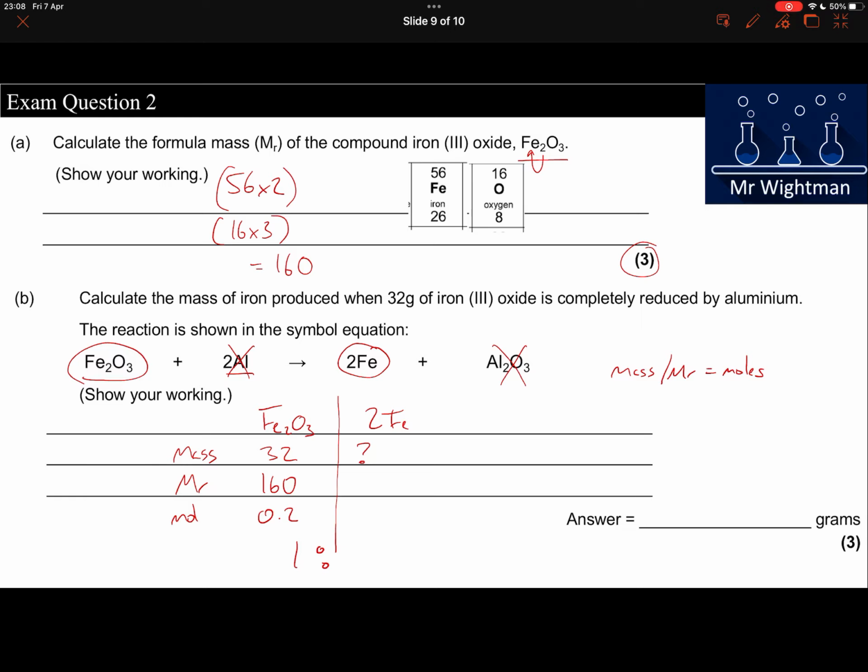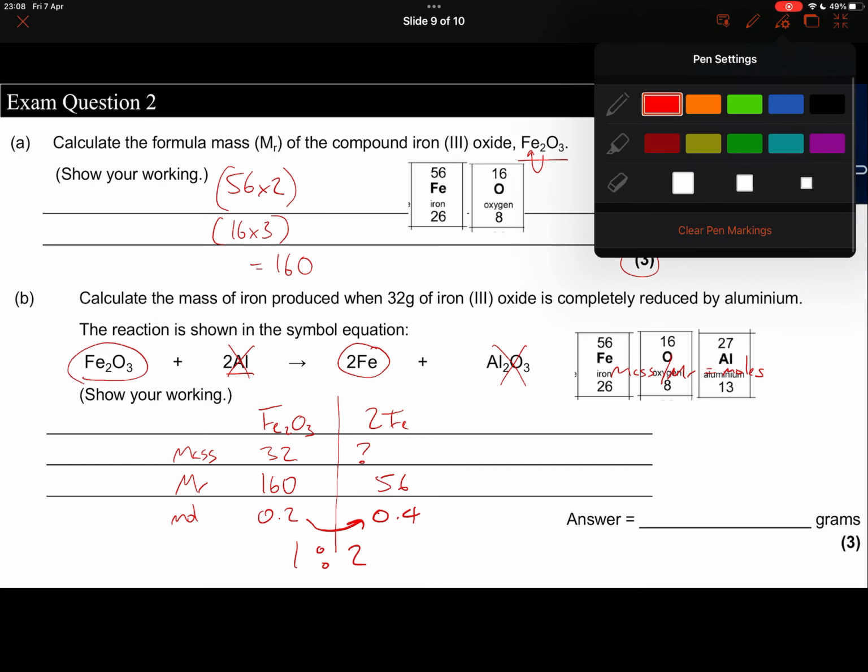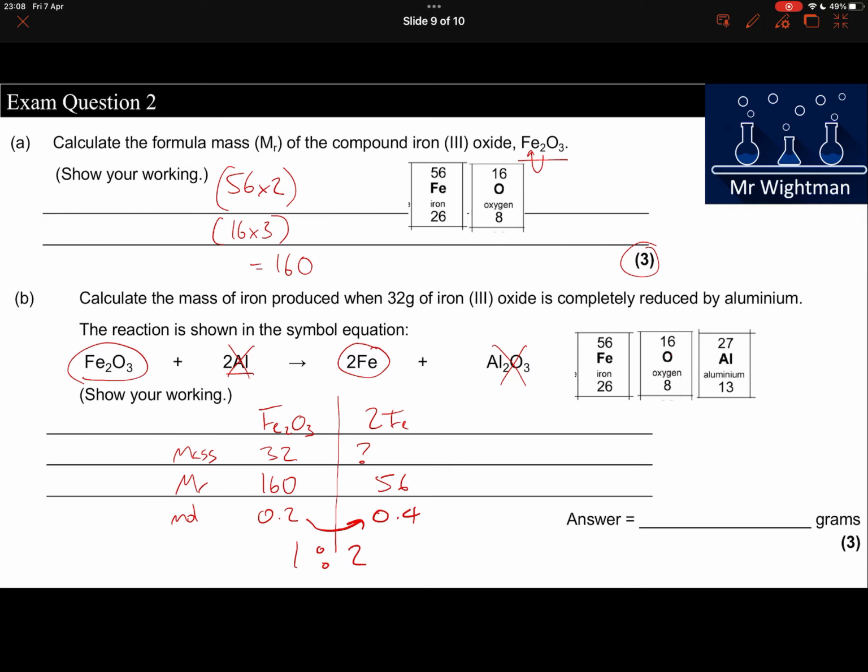The ratio is 1-to-2. So if I had 1 iron oxide, I'd have 2 iron. If I had 2 iron oxides, I'd have 4 iron, but I don't have 1 or any other number, I have only 0.2. So the ratio is 1-to-2, so times that by 2 would mean I've got 0.4 moles of iron. Each iron has a value of 56. So again, it's important to remember we are not timesing that by the big number, because I don't have 2 moles of iron, I've only got 0.4. So each individual iron is 56, as it were.